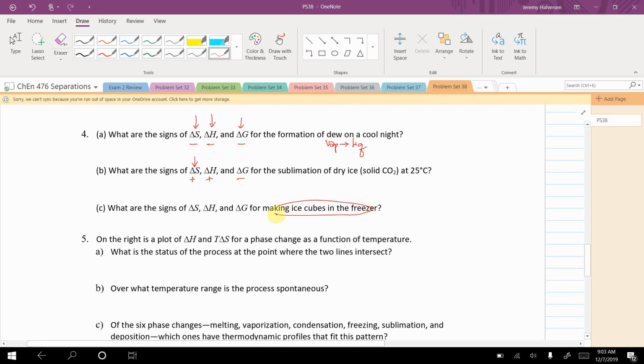Making ice cubes in the freezer. Okay, so I'm going from liquid to solid. Does it become more or less ordered? That's more ordered, so delta S will be negative. And then does heat go in or out when I make ice cubes?